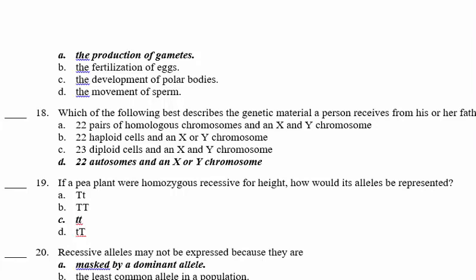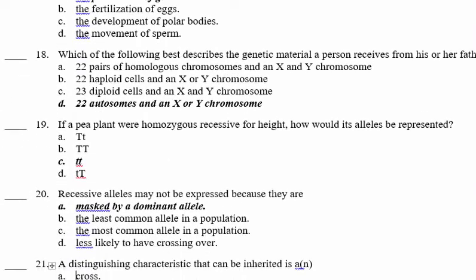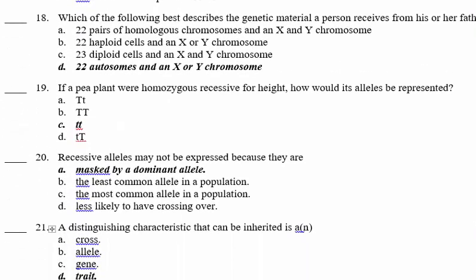If a pea plant were homozygous recessive for height, the height is going to be represented by 2 small letters. Recessive alleles may not be expressed because, of course, if, for example, a certain allele is recessive and it is crossed with a dominant allele, it is going to be totally masked.